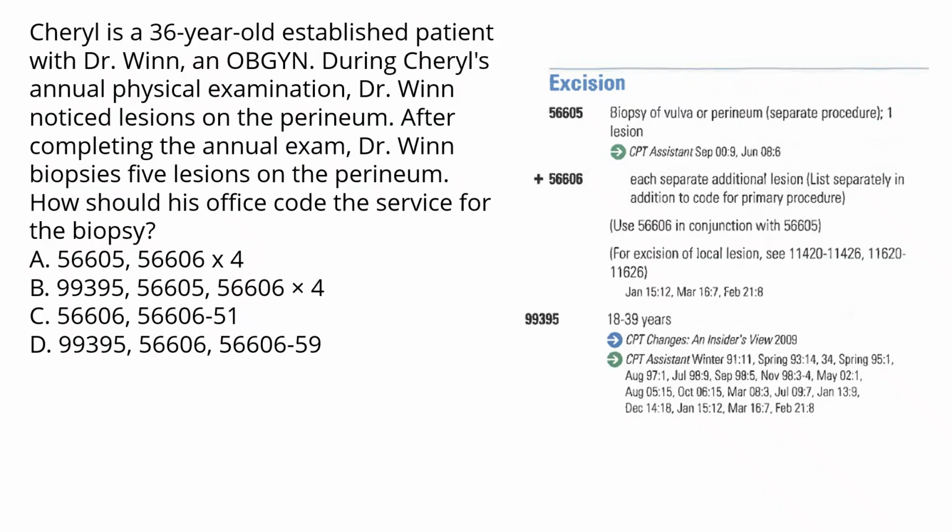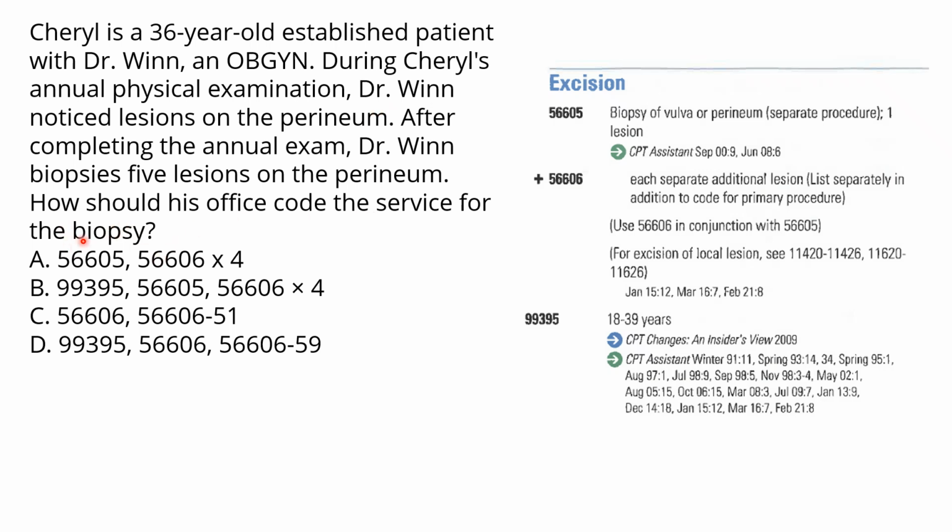So first things first, it is where the biopsy has happened. The biopsy has happened at the perineum because that is an important consideration. And then we need to find out how many lesions. So there are 5 lesions that have been biopsied. And when did this happen? This happened during the annual physical examination.